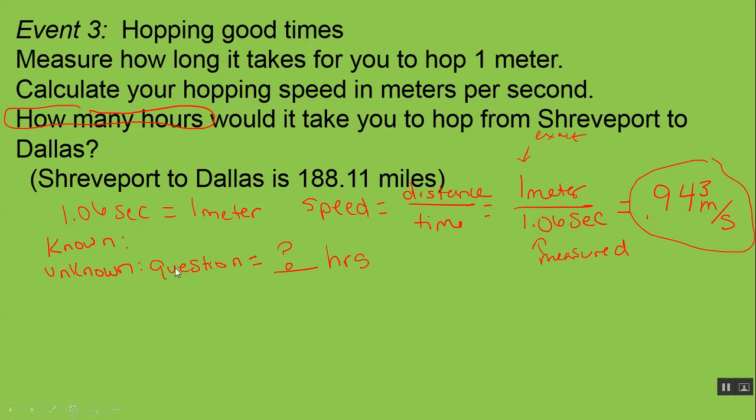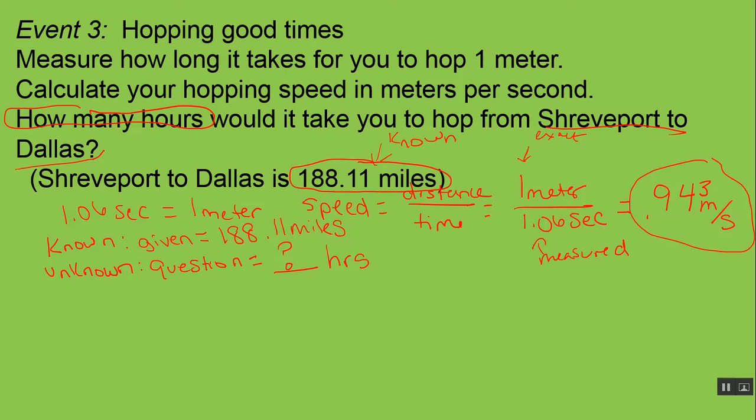Alright, what about the known? Now remember, the known is given, right? So it's got to be quantitatively given to us in the problem. Now remember, it says, how many hours would it take to hop from Shreveport to Dallas, right? So what are we given in relation to Shreveport to Dallas? And it's right here. That is our known. We know that we're going 188.11 miles. All right, so we've got our known, we've got our unknown. All right, what's the next step?